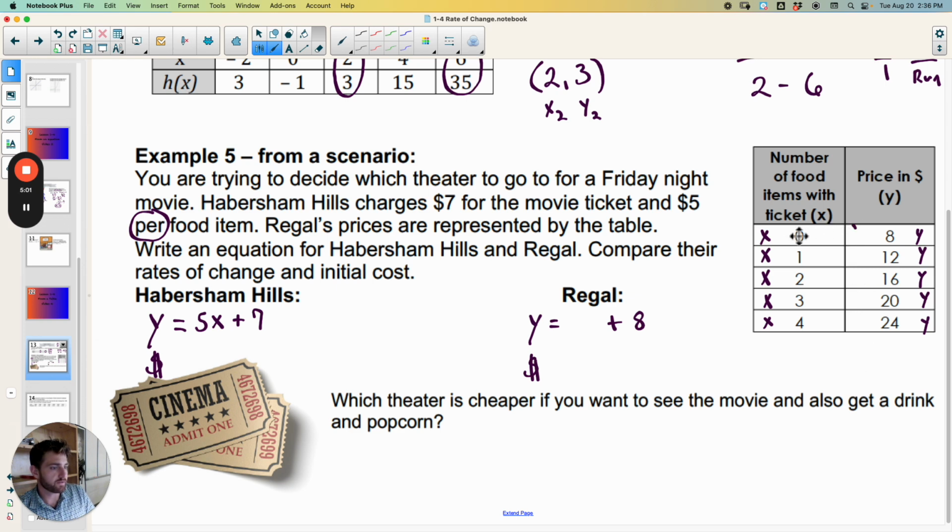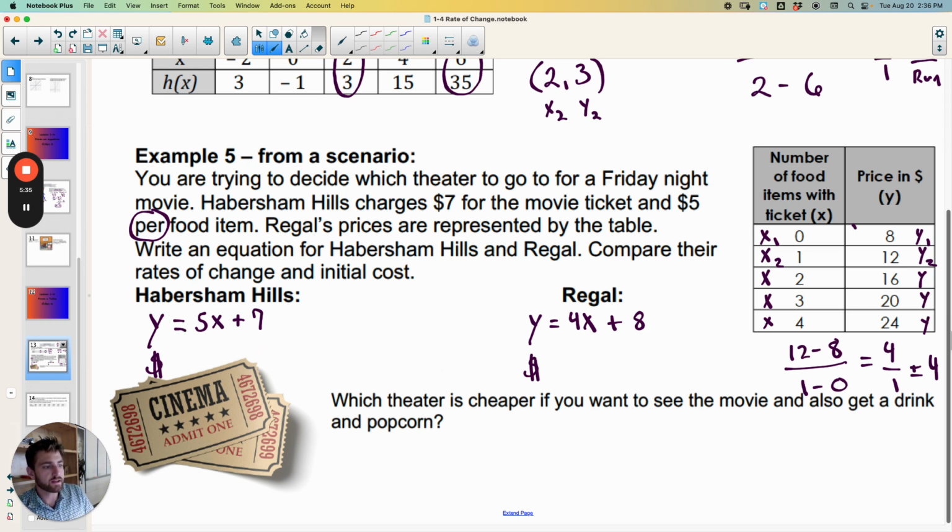Okay, so I'll just pick the first two here, and I'll call this y2 and this y1 and this x2 and this x1. So we can do 12 minus 8 over 1 minus 0. And that will give us 4 over 1. So the slope is equal to 4. So that means this number that we plug in here is actually 4x. So here's the equation for Regal, and here's the equation for Habersham Hills.